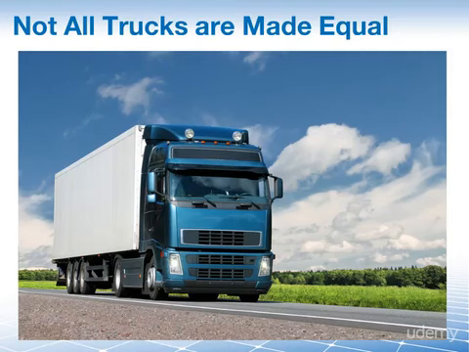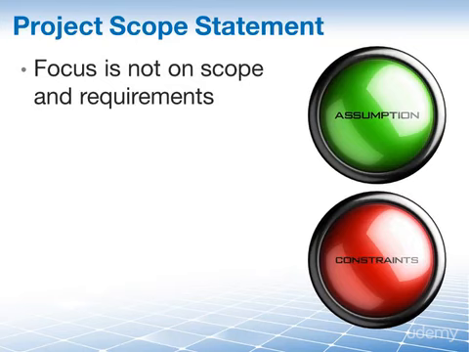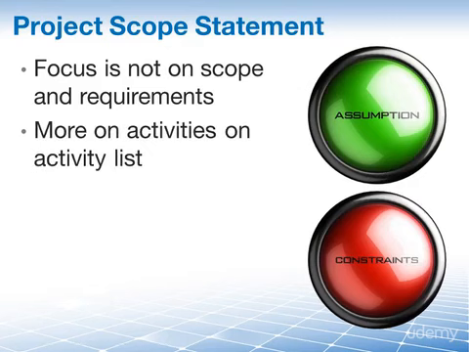This means that we'll have to use the smaller truck and make appropriate adjustments in our duration estimation. When you look at our next input, the project scope statement, you may be wondering, well, why do we need this here? Because the focus in this process is not on the scope and it's not on the requirements. Instead, we're focusing on the activities and on the durations for these activities. And you may say, well, the activities, they're already defined in the activity list. So why do I need the project scope statement?